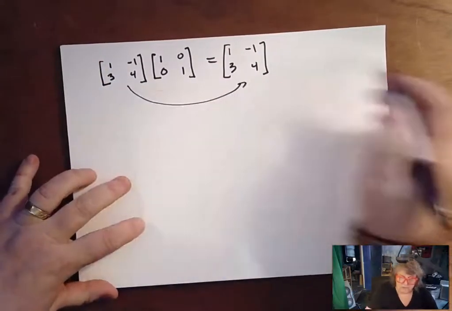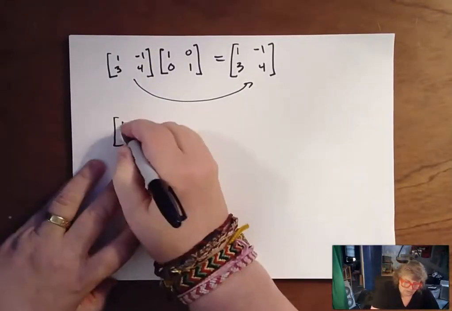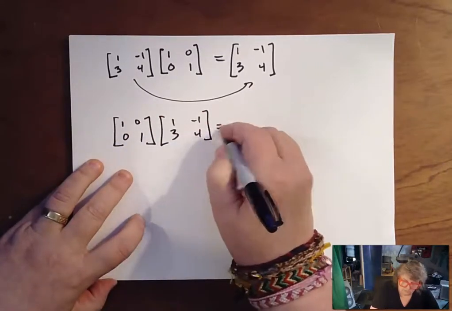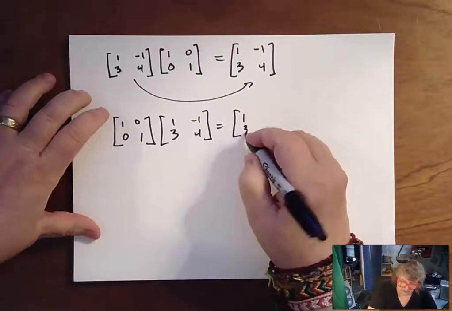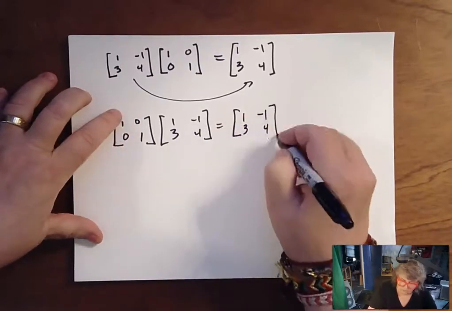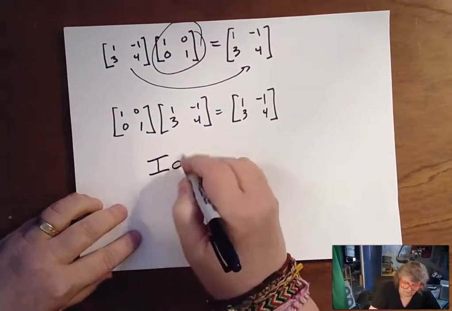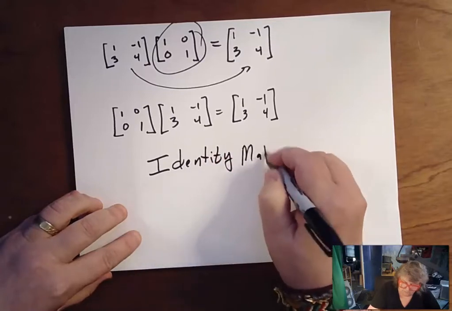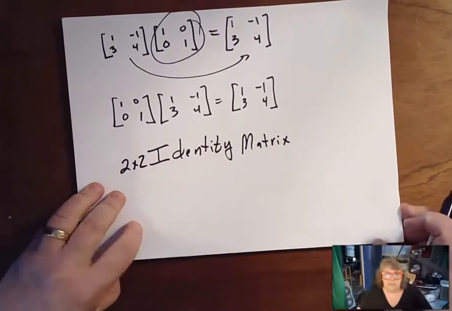Notice these are the same. And similarly, if I do it the other direction, I will also get the same matrix back. 1 times 1 and a 0, 0, 3, -1, 0, 0, 4. So this matrix is called the identity matrix. A 2 by 2 identity matrix.